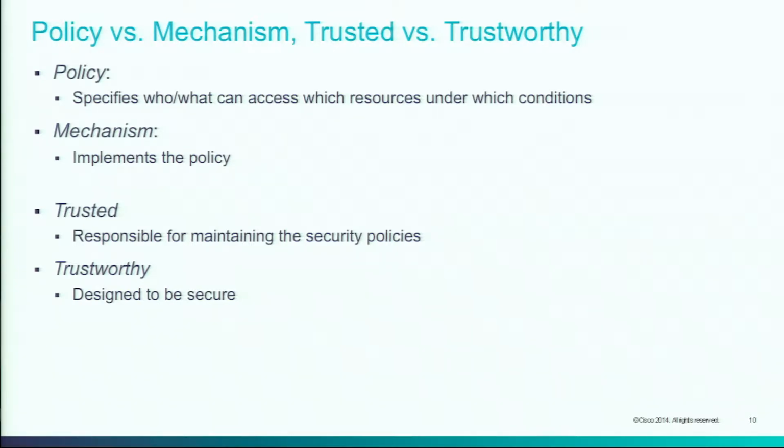Policy versus mechanism. Security policy specifies who or what can access which resource under which conditions, and the mechanism implements that policy. Trusted and trustworthy are terms often used interchangeably, and they're really not. A trusted resource is responsible for maintaining security policies. A trustworthy resource is designed to be secure. And unfortunately, or fortunately, well, mostly unfortunately, you can be trusted and not trustworthy, or you can be trustworthy and not trusted.